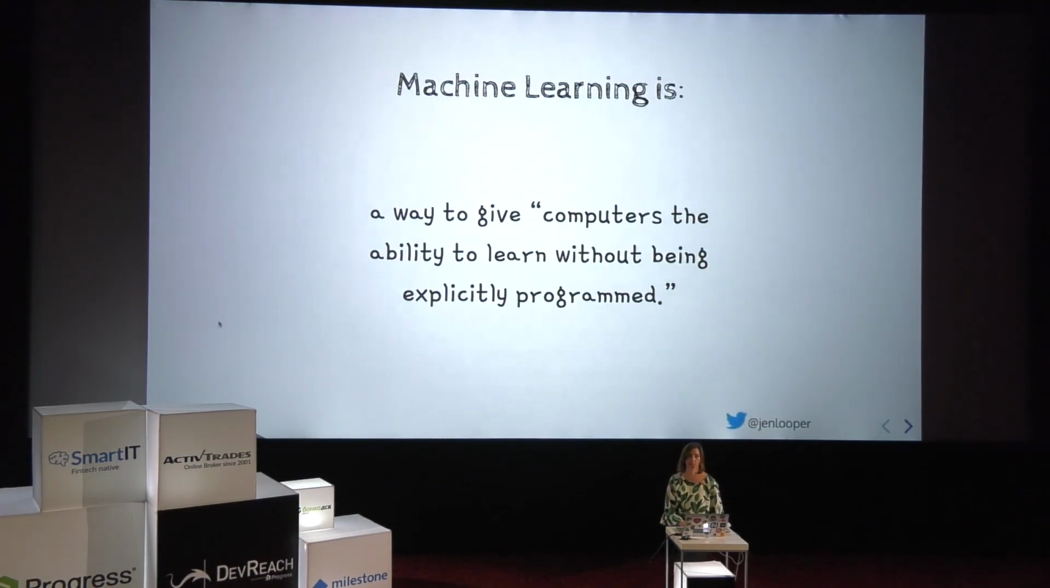But machine learning, as we know, is not easy. So what exactly is it? Well, one definition is that machine learning is a way to give computers the ability to learn without being explicitly programmed.